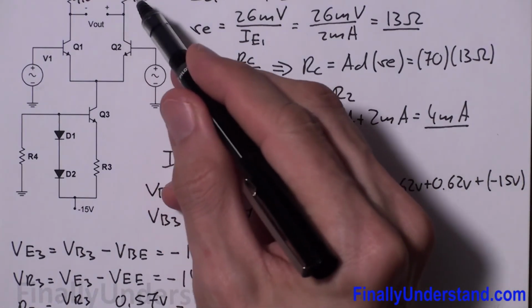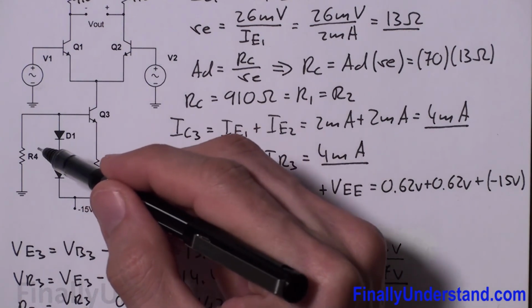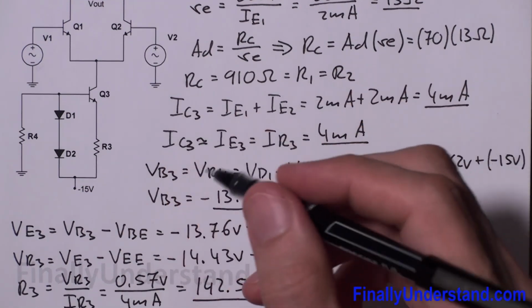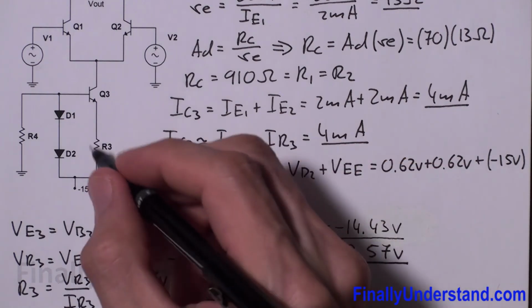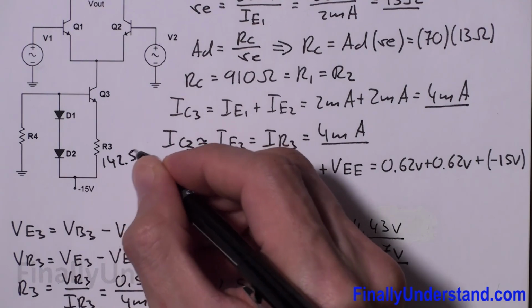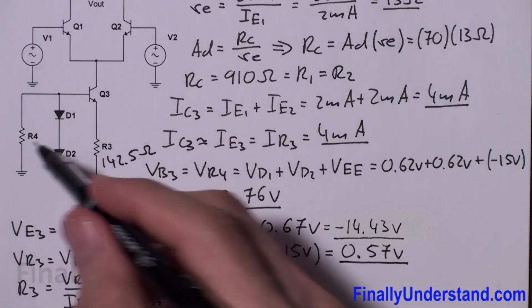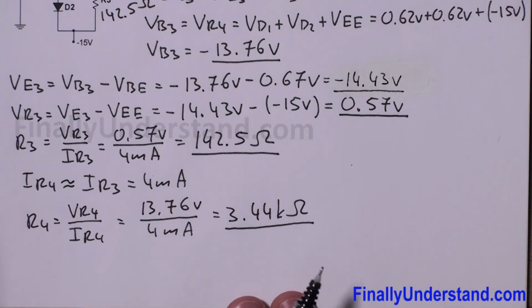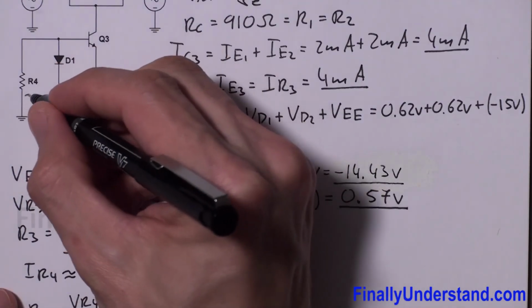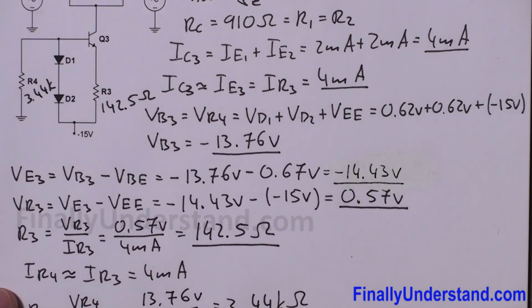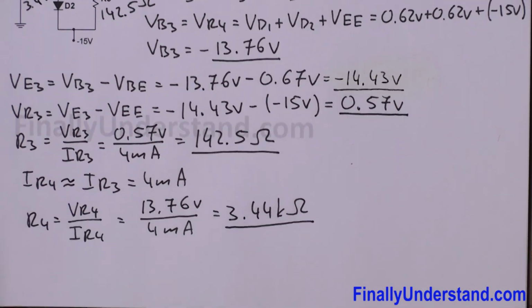So we found resistors R1, R2, R3 and R4. Let me just write them down. We found that R3 is equal to 142.5 ohms and R4 is equal to 3.44 kilohms. So now we can say that the problem is solved.